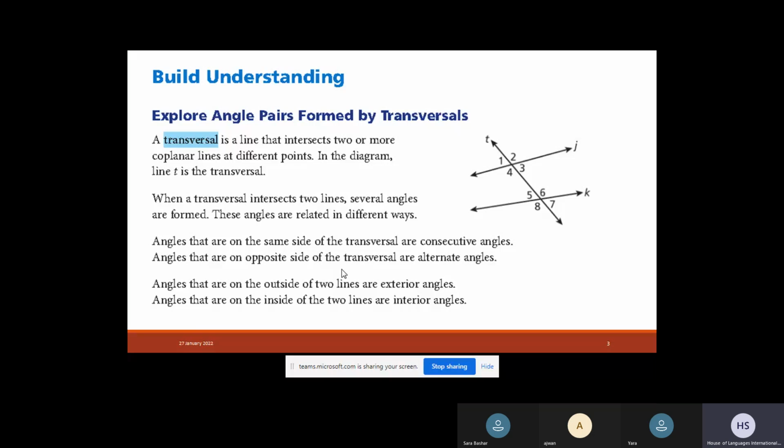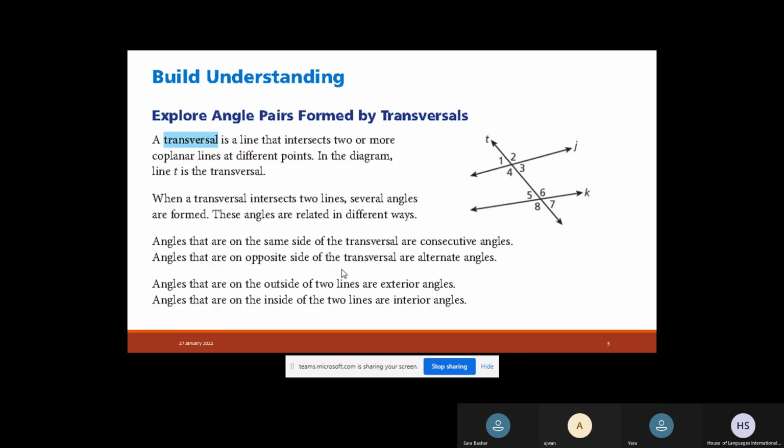So, if there are two parallel lines, do you know what I mean by parallel lines? Two lines that are going along and are not intersecting anywhere. If there's a line that intersects them, cutting across them, we call it a transversal line. Got it? Now I want you to open your mind and focus with me on these new words.